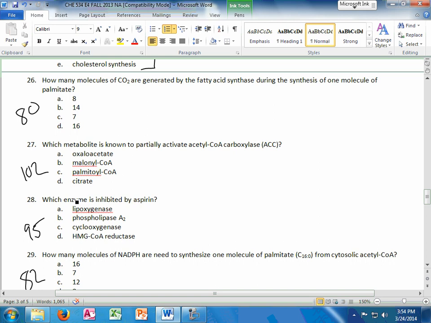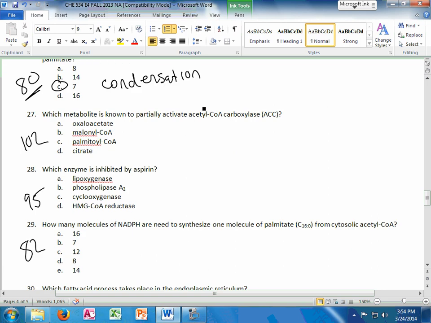How many molecules of CO2 are generated by fatty acid synthase during the synthesis of one molecule of palmitate? So if you look at the reactions, I think this is the net reactions, you'll see that for palmitate, there's 7 rounds. This is happening in the condensation phase. That's when you produce one CO2. So that's where those extra carbons are going if you're doing the math on that. This metabolite is known to partially activate ACC. On the second to last slide, I think, it's citrate.